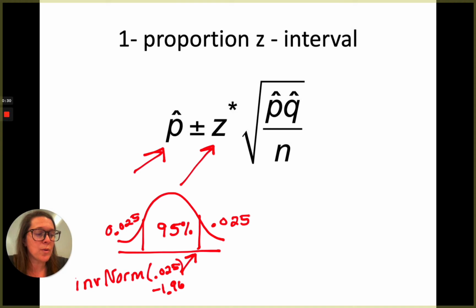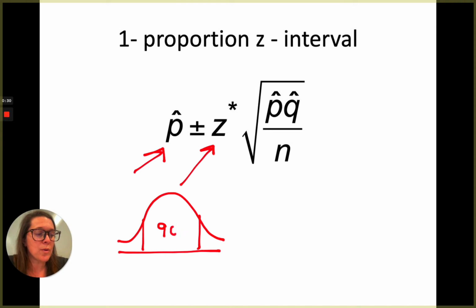That's up to you. If it were 90%, then your two tails would be 5 and 5, right? So then I could do an inverse norm of 5%. And then if I was at, let's say, 80%, then my two tails would be 10 and 10. So then I could do an inverse norm of 10%. Right? So that's how we get our critical values.